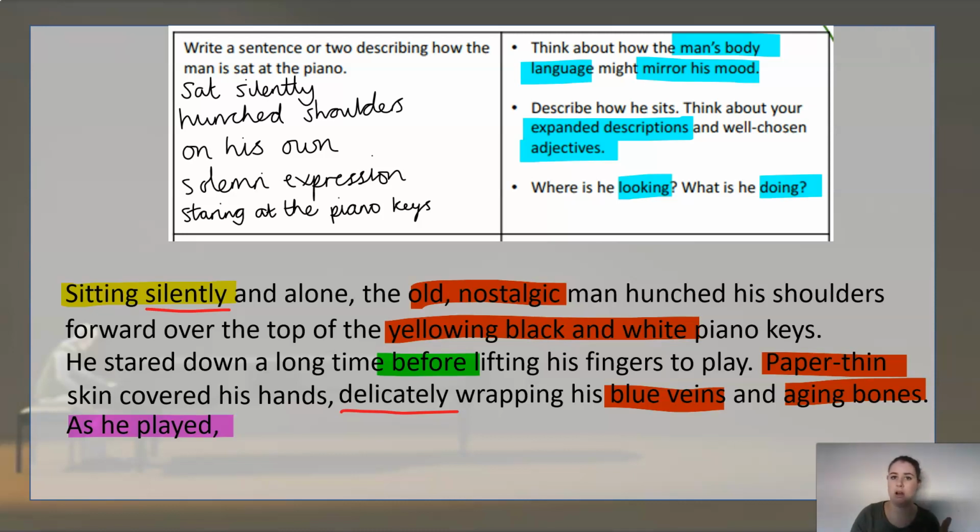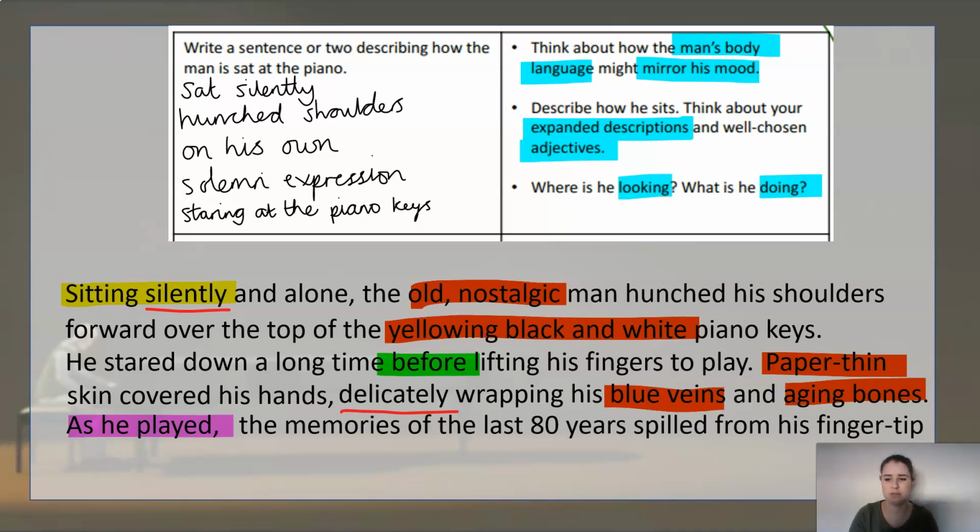Okay, so I wrote it this way. So I just magpied this from the original part I wrote, but I've up-leveled it a bit. So as he played, the memories of the last 80 years spilled from his fingertips. Now I've used the word memories of the last 80 years. Now the idea of using the number 80 suggests how old he is. He's very, very old. So he's got a lot of memories to go back and think about. But I've used the idea of memories, but then I said it spilled. So it all just comes all the way back.